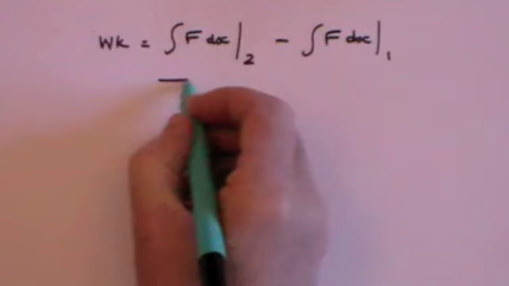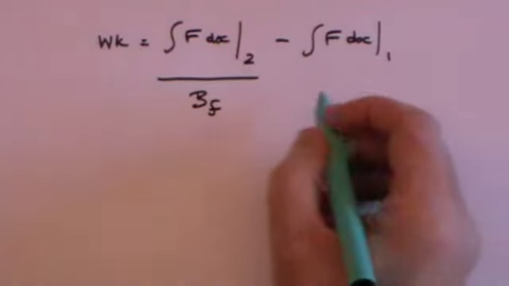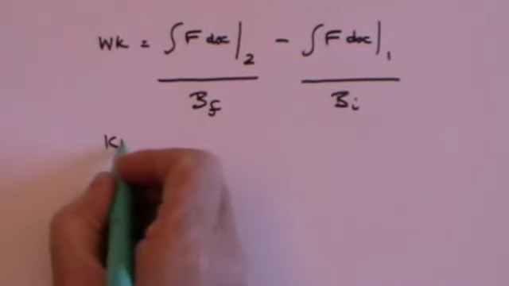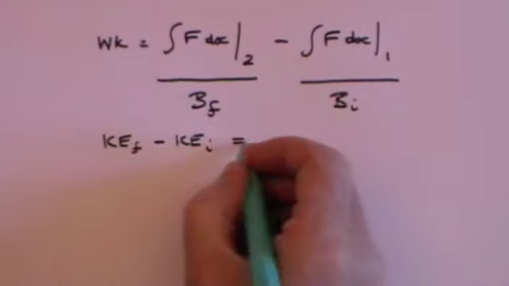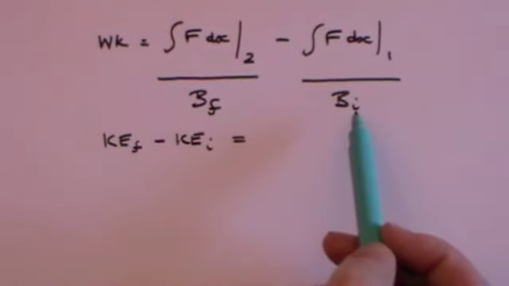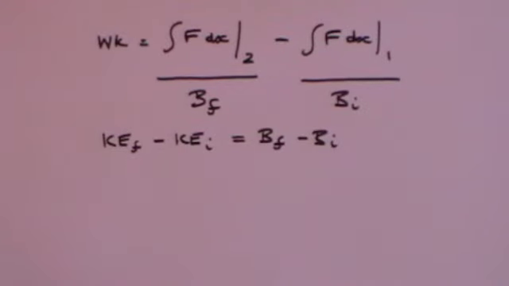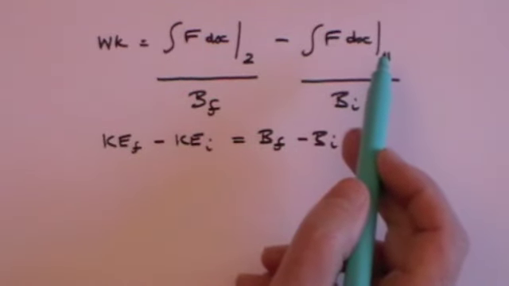Now I'm going to assign to that term the letter B final, and to this term I'm going to assign B initial. B certainly isn't anything to do with magnetic field, and as we shall see, it's simply a dummy variable that I've introduced and will not detain us long. Now, since we said that the work was the kinetic energy at the final stage minus the kinetic energy at the initial stage, that means the work is B final minus B initial, where, of course, these are just these integral terms evaluated at the final position and at the initial position.